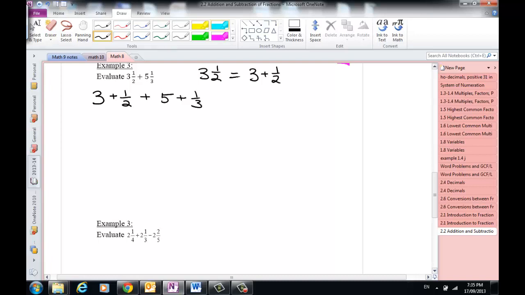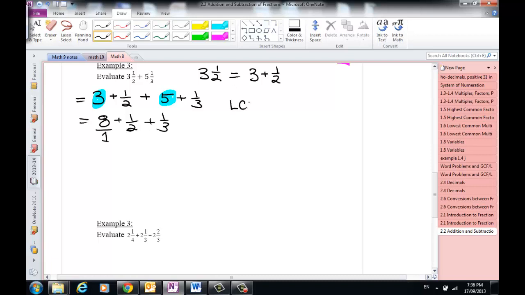Alright, well, some things that are really easy to simplify right away are our whole numbers. So 3 plus 5 is 8. But then I have this 1/2 and this 1/3. And remember that 8 is just the same thing as 8 over 1. Any number divided by 1 is itself. So I still need to find a common denominator.